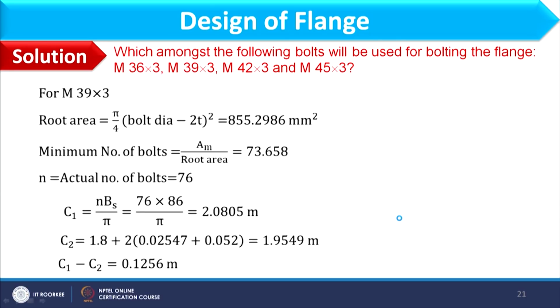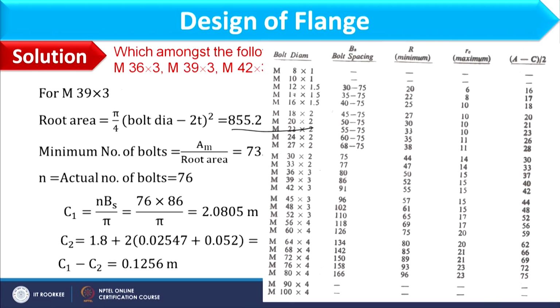In a similar way, I will calculate for other bolts also. Like for M36 × 3, we can calculate root area as this. Minimum number of bolts I can calculate as 73.658, and next multiple of 4 is 76, so that we have taken as actual number of bolts. C1 is NBS by pi, so if you consider this 39 × 3 bolt, it has 86 as BS and 52 as R. So BS as 86 we can consider in C1, which comes out as 2.0805.